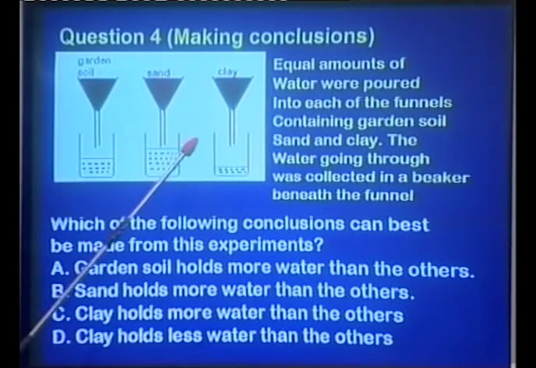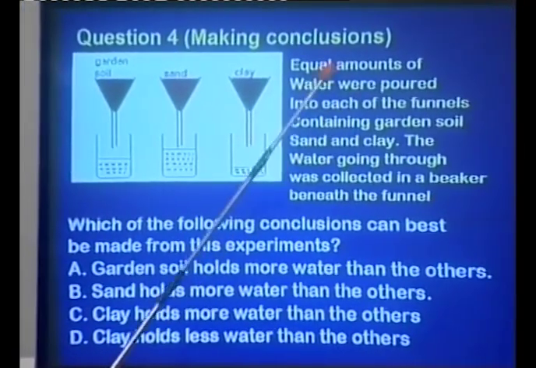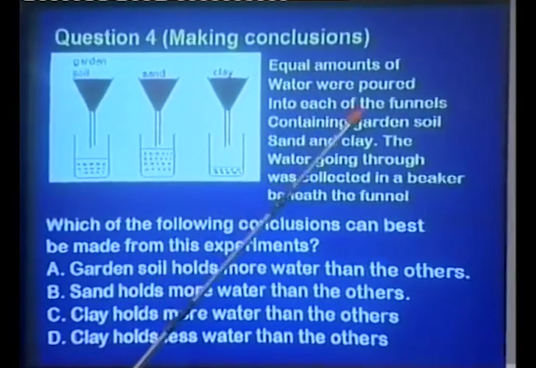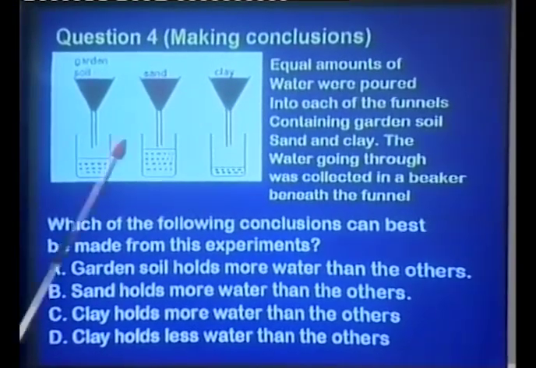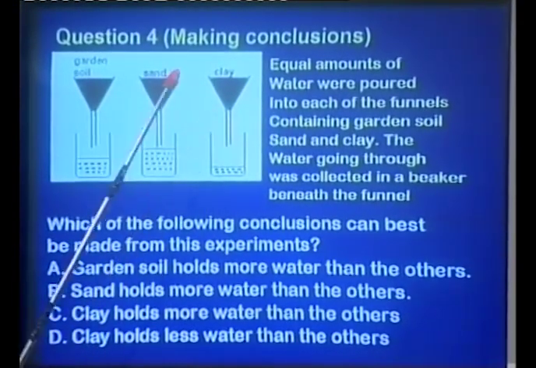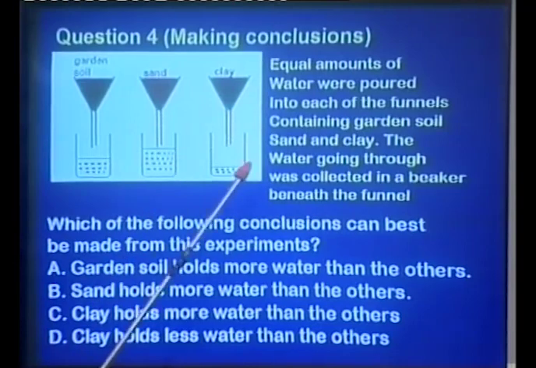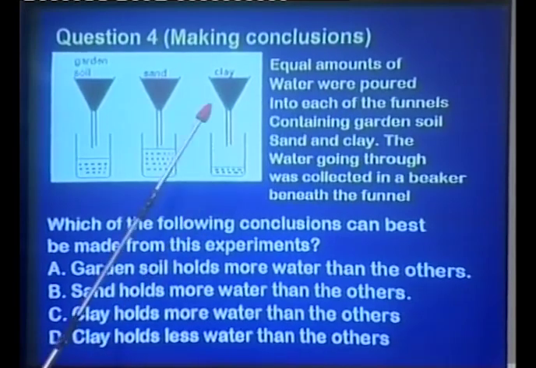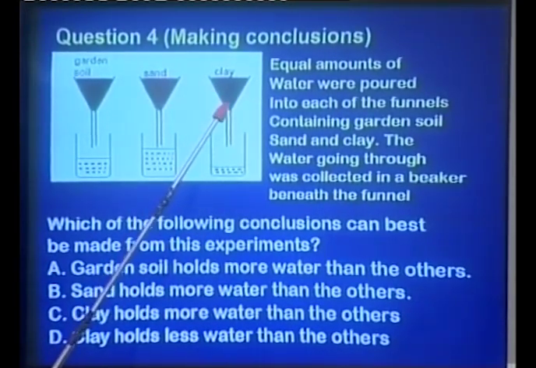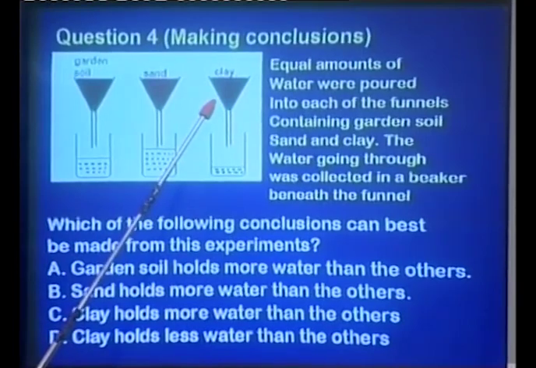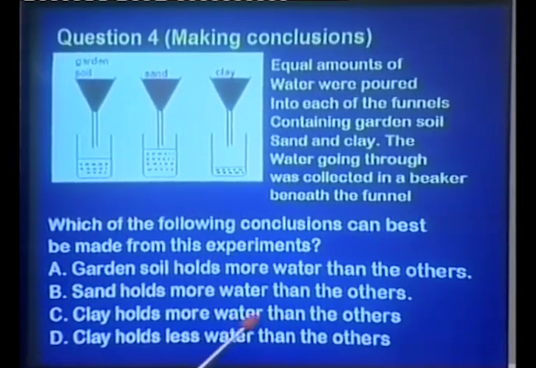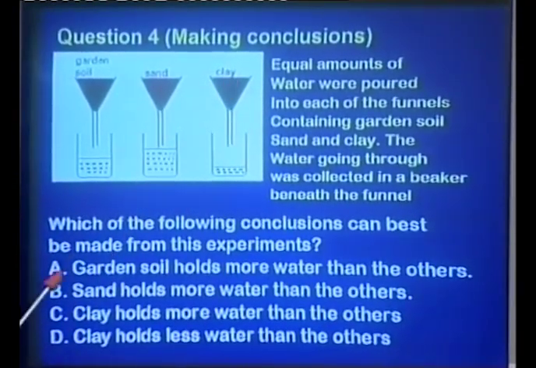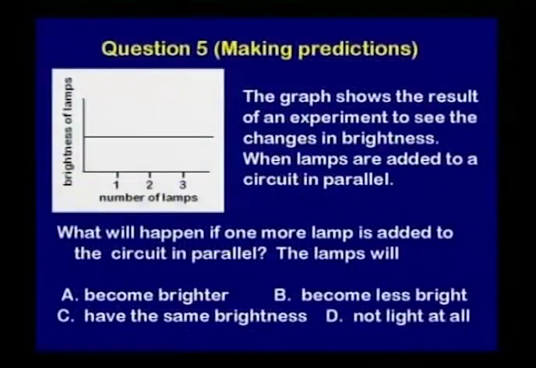All right. You will see, because our instructions say equal amounts of water were poured into these funnels here. But after they were poured in, you will see we have less water here in this beaker. If we have less water here, that means more water has been absorbed here. It's been trapped here. Meaning, clay holds more water than the other. So our answer is C. Question 5.